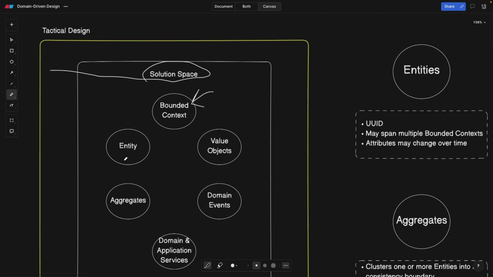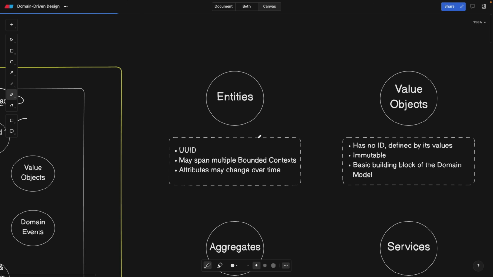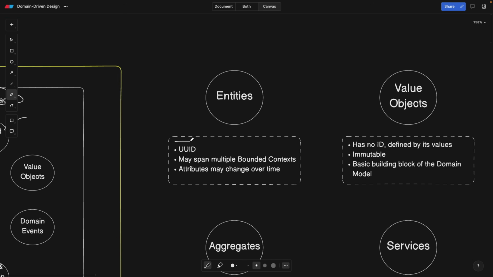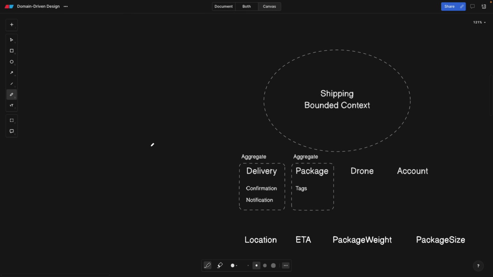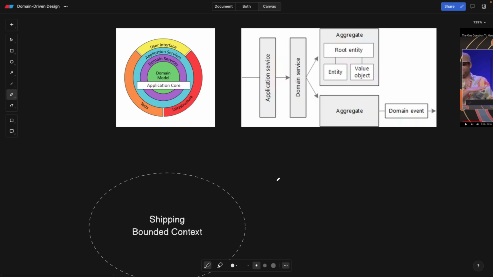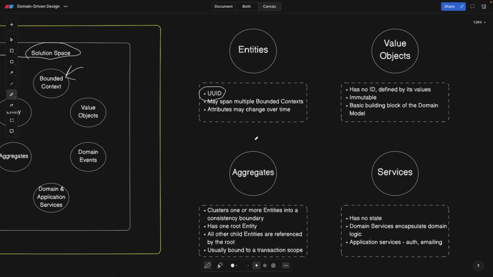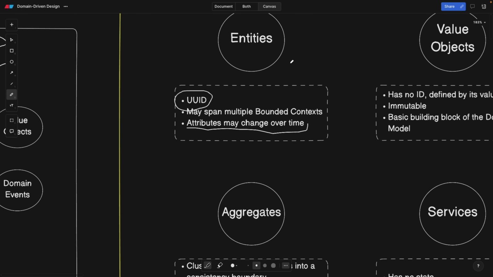So we have one thing called entities, and within the technical design, you need to identify these entities. So what are the entities basically? Entities are unique things that you have within your application. For example, a drone is going to be an entity. Okay, drone is going to be an entity because all the drones are unique. An account is also going to be an entity because every account of a person is unique. Entities can also span multiple bounded contexts, and attributes may change over time. Yeah, account, the address of a person can change. In the drone, the color of the drone can change.